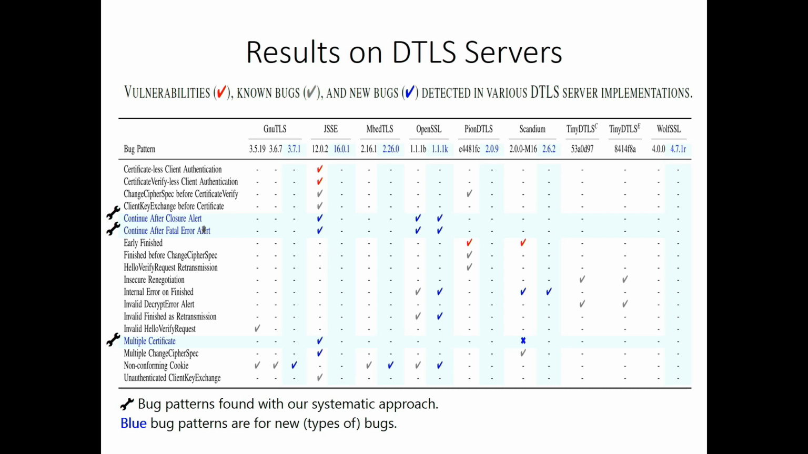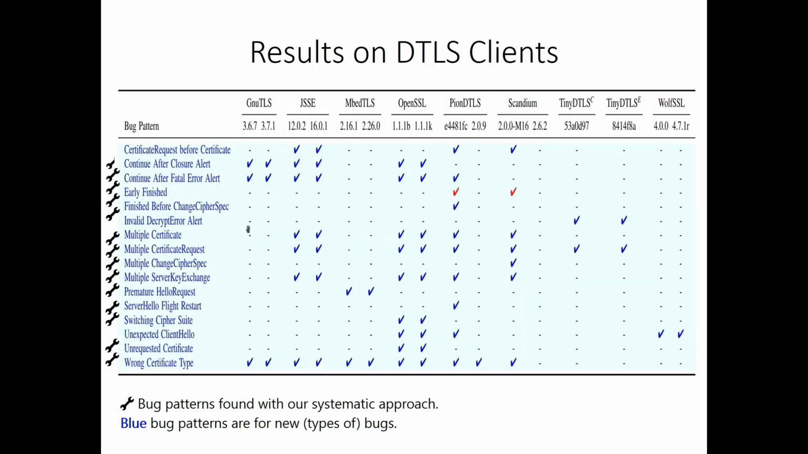You can also see tables that look like that in the paper. These are the names of the various bug patterns in the first column here, and the various systems that we have used for DTLS clients and servers. All the gray ticks are known bugs that we validated automatically. All the blue ones are new bugs that we discovered with our technique. And the few red ones are actually not just bugs, but vulnerabilities. The same thing you can find for clients. Here, all the bugs are new because nobody has actually done that for DTLS clients before.